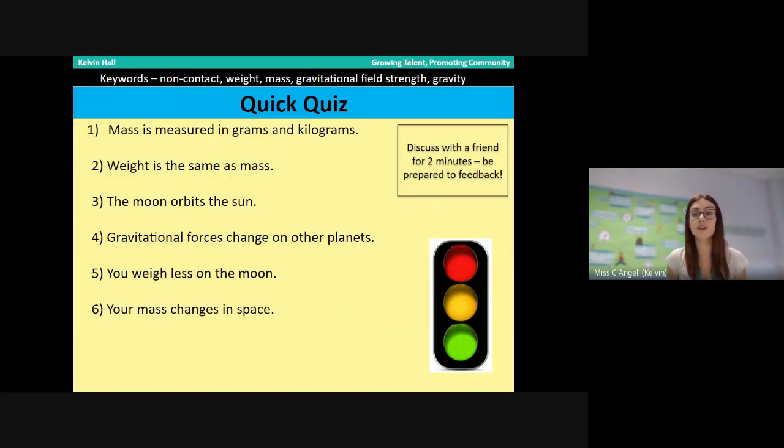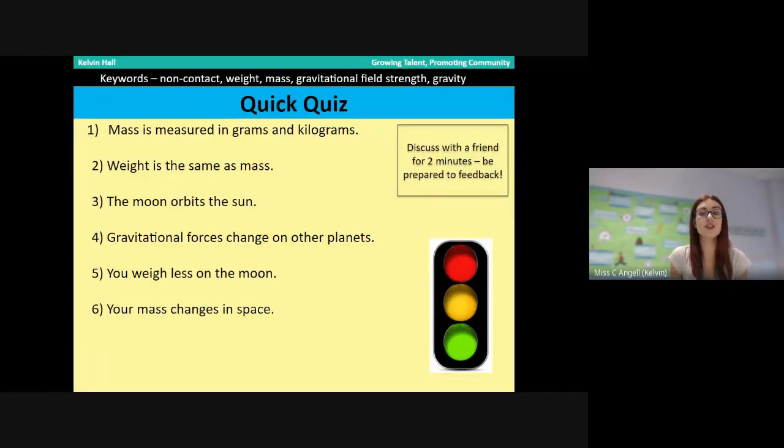So true or false? Mass is measured in grams and kilograms. Weight is the same as mass. The moon orbits the sun. Gravitational force changes on other planets. You weigh less on the moon, and your mass changes in space. So talk about them with your friend, write down your answers, true or false, and pause the video so you've got a little bit of time to do this.